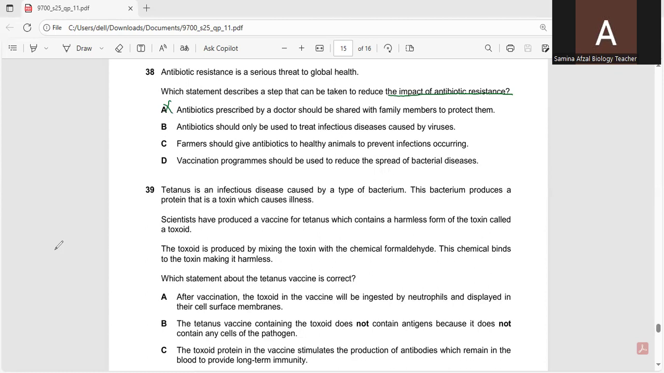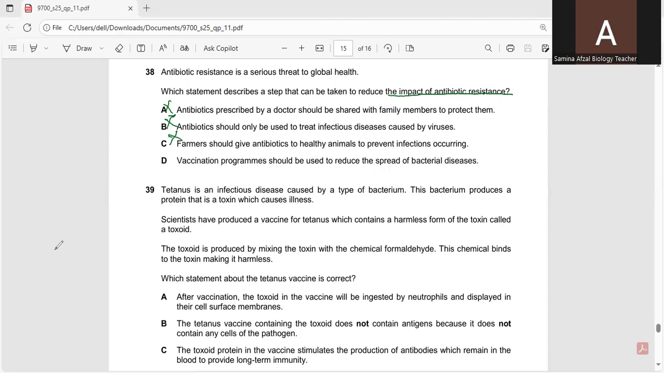Antibiotics should only be used to treat infectious diseases caused by bacteria. Viral diseases are not controlled by antibiotics, which can only be used for bacteria. So this statement is again not correct. Farmers should give antibiotics to healthy animals to prevent infections occurring. No, if you give antibiotics to healthy animals, it will create resistance in their bodies. So it is not a correct option.